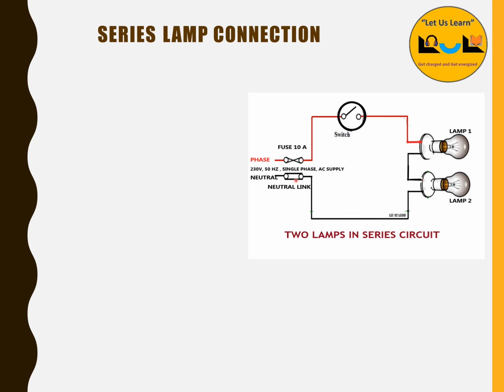Here the neutral link is to complete the circuit. Through the neutral, the current will flow to the lamp. The other end of the lamp is connected to the neutral. Then the circuit gets complete. Here we are giving a 230 volt, 50 hertz single phase AC supply to this circuit. For this circuit, now we are going to discuss the truth table.